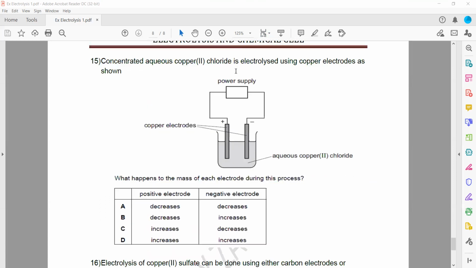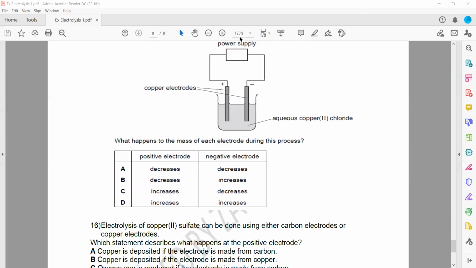So copper(II) chloride is the electrolyte using copper electrodes. If you use copper electrodes, the copper ions in the solution move towards the cathode, so they will stick, and the size of the cathode, the negative terminal, increases. And to compensate for this, copper atoms will turn into copper ions at the positive terminal, so the size of the positive electrode will decrease, and the negative one will increase. So B will be the right answer.